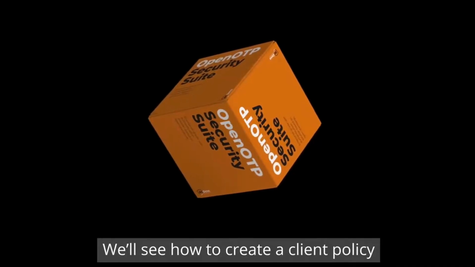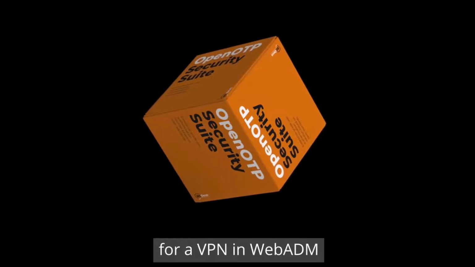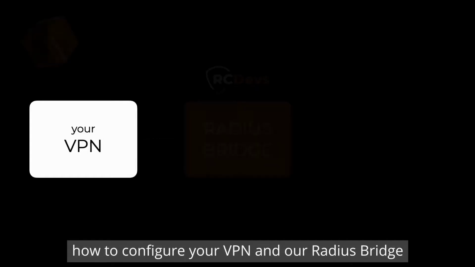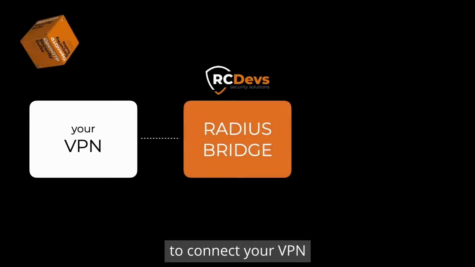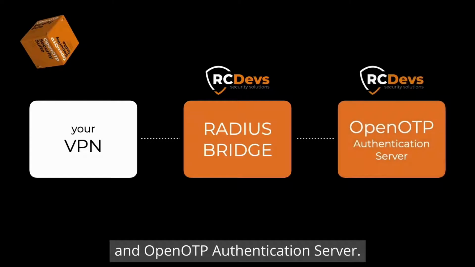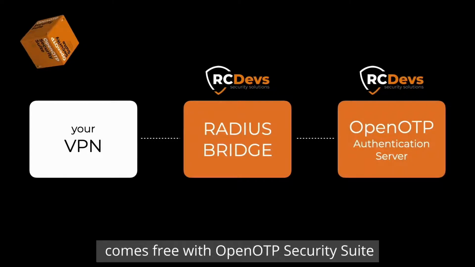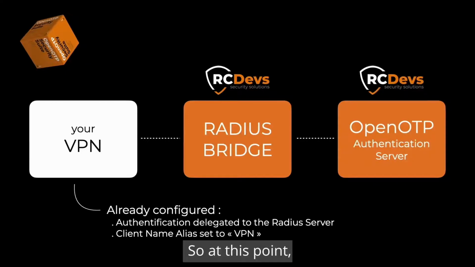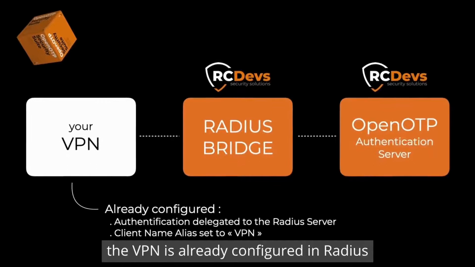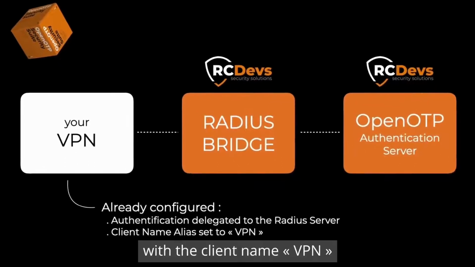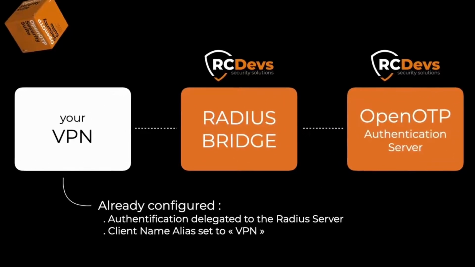Welcome to this tutorial. We'll see how to create a client policy for a VPN in WebADM. In a previous video, we explained how to configure your VPN and our Radius Bridge to connect your VPN and OpenOTP authentication server. By the way, the Radius Bridge comes free with OpenOTP Security Suite. So at this point, the VPN is already configured in Radius with the client name VPN.